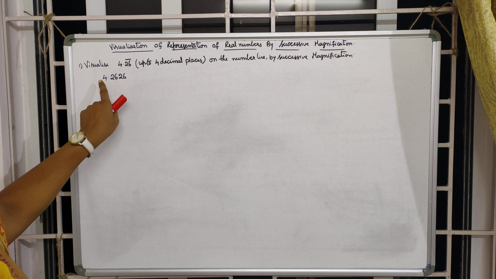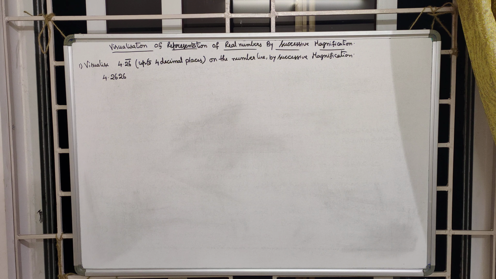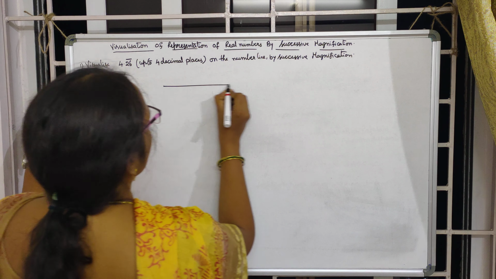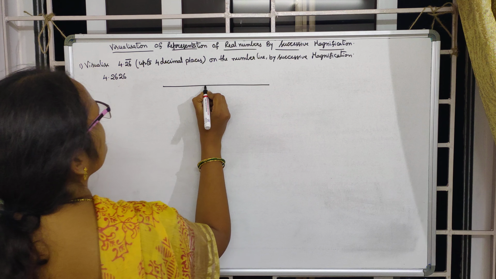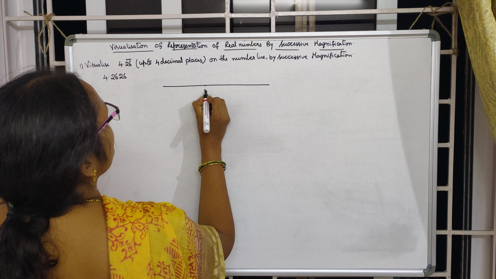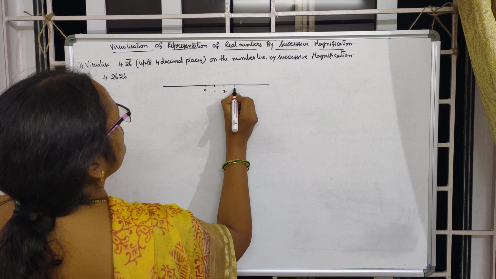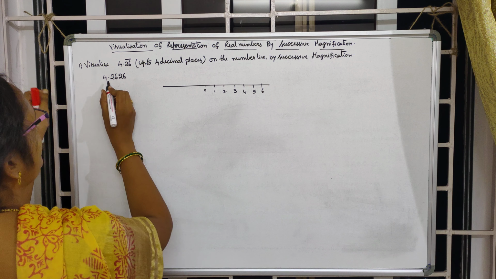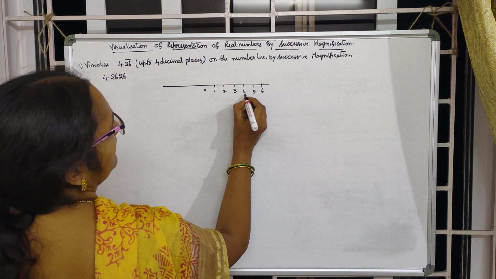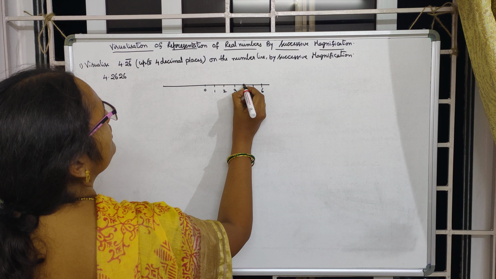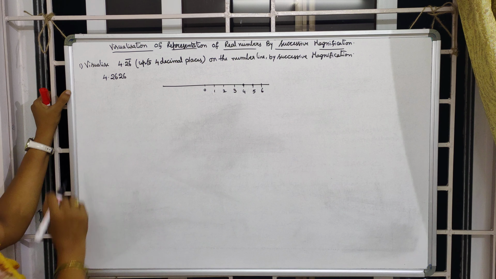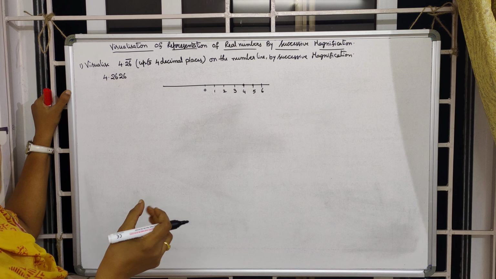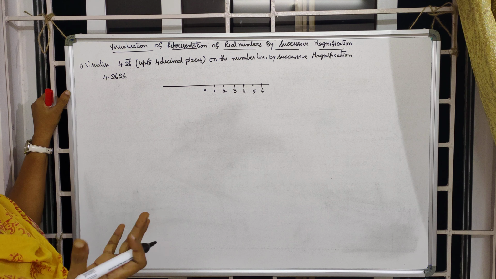So first of all, this number lies between which two numbers? Suppose I am drawing a number line over here, I take 0, 1, 2, 3, 4, this is 5 and this is 6. This number roughly lies between 4 and 5. So this number will lie between those two numbers, first. Then again I am going to use magnification between those 4 and 5.